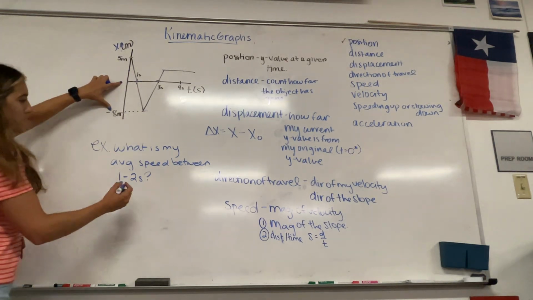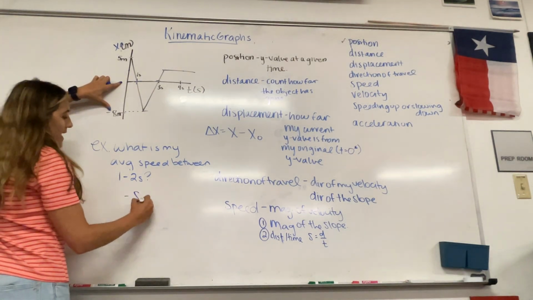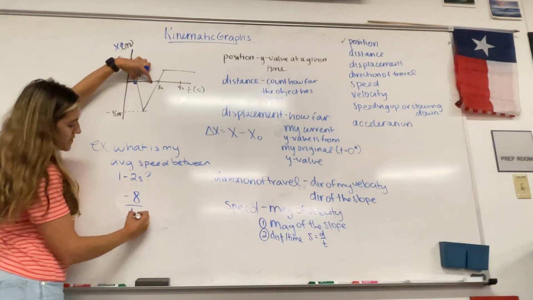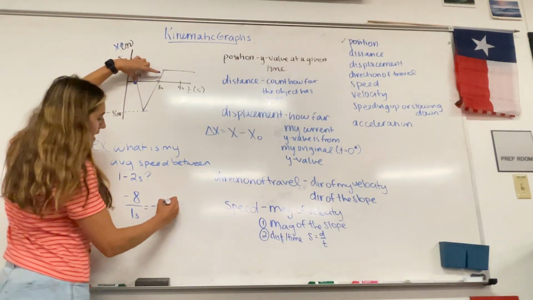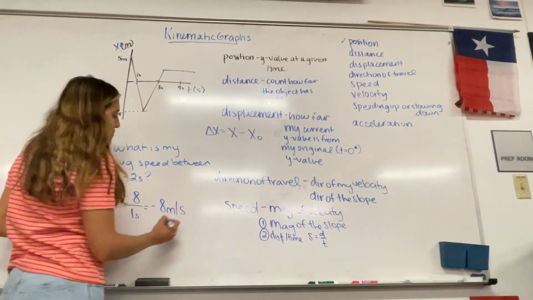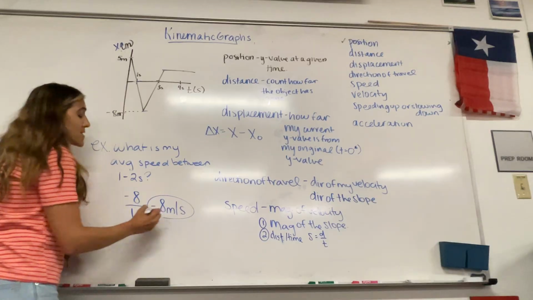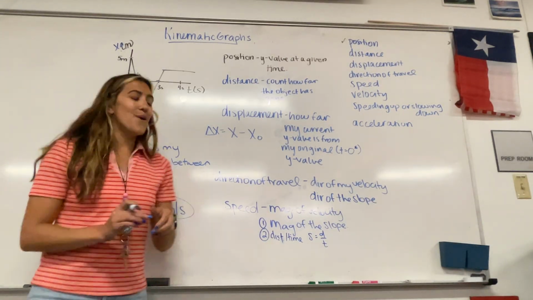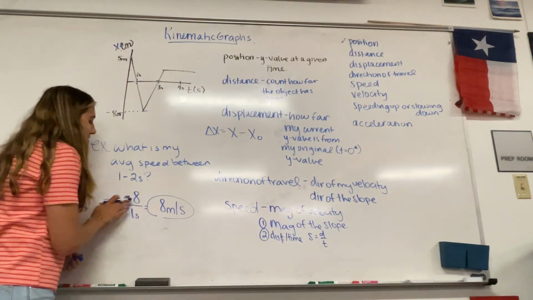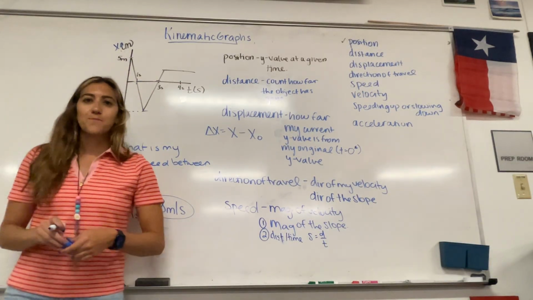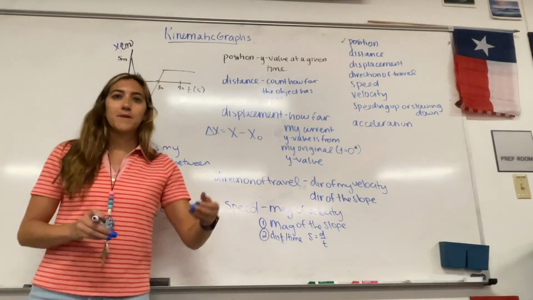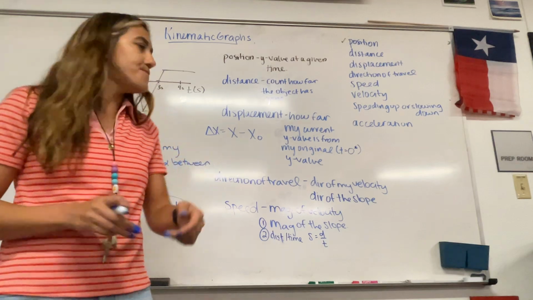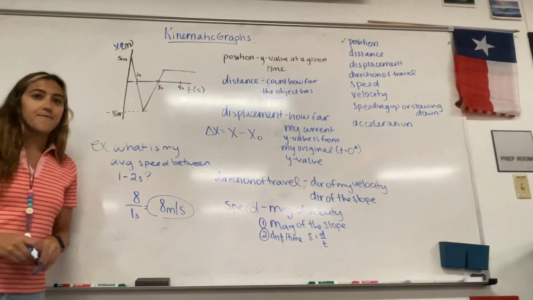So I have a rise, I went down 8, over a run of 1 second. So I get negative 8 meters per second is my slope, and therefore, is that my speed? No, you're right. Speed is distance, so it would just be positive 8 meters per second. I don't care which way I'm going, I care how fast I'm going. So this is how I could do it.